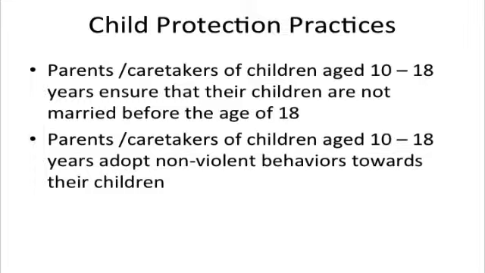One was that they were going to delay early marriage or child marriage, so essentially not agree to marrying their children before they were 18. The second practice was that they were going to promote non-violent behaviors. So this is nonviolent discipline, but also look at the protection of children and prevent all forms of violence, abuse, and exploitation.